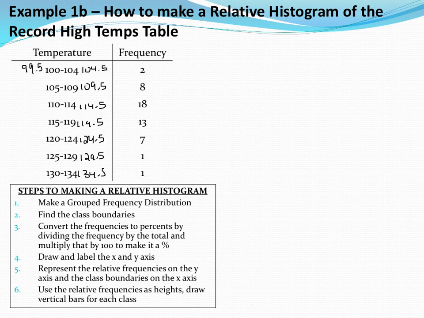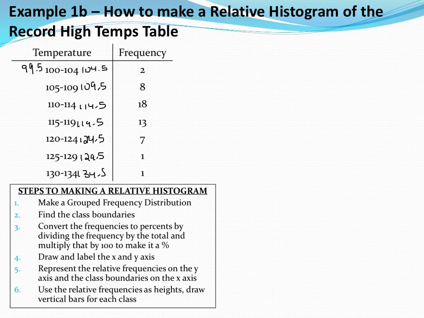Okay, there are my class boundaries. So I made a grouped frequency distribution. I found the class boundaries. Now I'm going to convert the frequencies to percents by dividing the frequency for each class by the total, which, if I added all those up, I got 50, and then I'm going to multiply that number by 100.